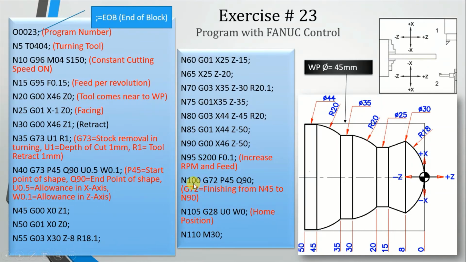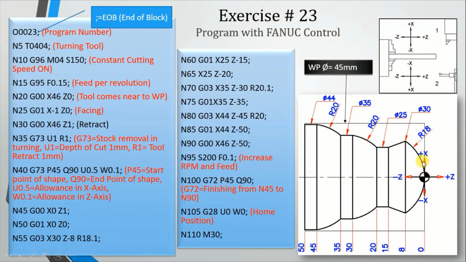And next block N100 G72 P45 Q90. This is the finishing command. G72 is the finishing from this point to this point, and the same way we did roughing from this point to this point. Now we will do finishing. We just gave the address G72, we need finishing from P45 to Q90.